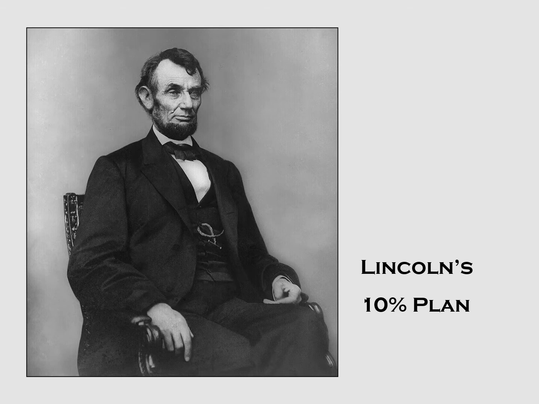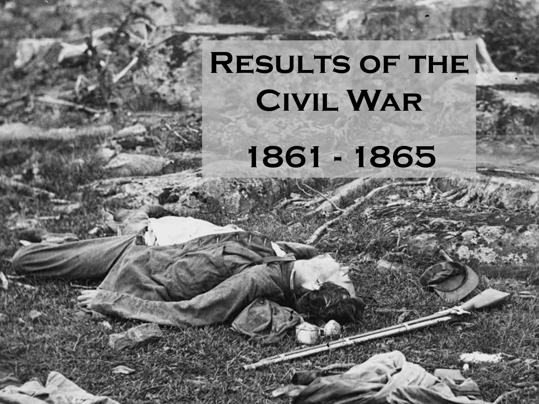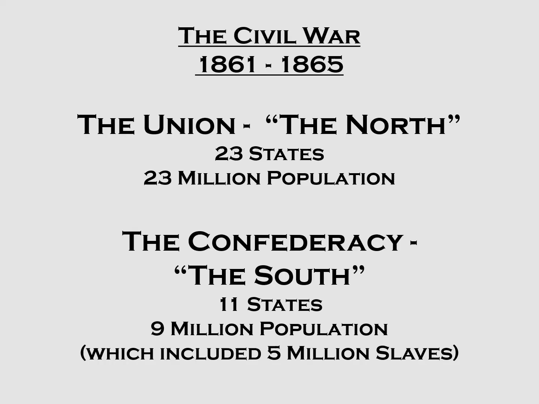Among the more radical members of Congress, the Radical Republicans, there was an additional proposal called the Wade-Davis Bill, which was more radical, but did not pass. These different Reconstruction plans were very much influenced by the results of the Civil War, an event that took place from 1861 to 1865. As you'll see on the following slides, the Civil War was a massive undertaking.